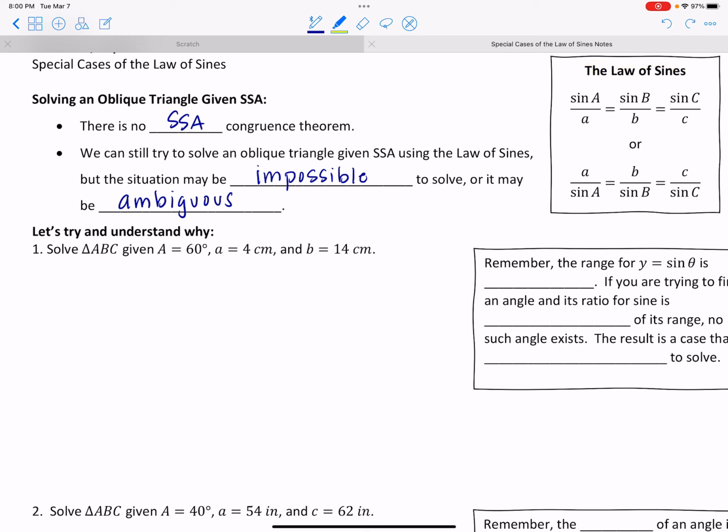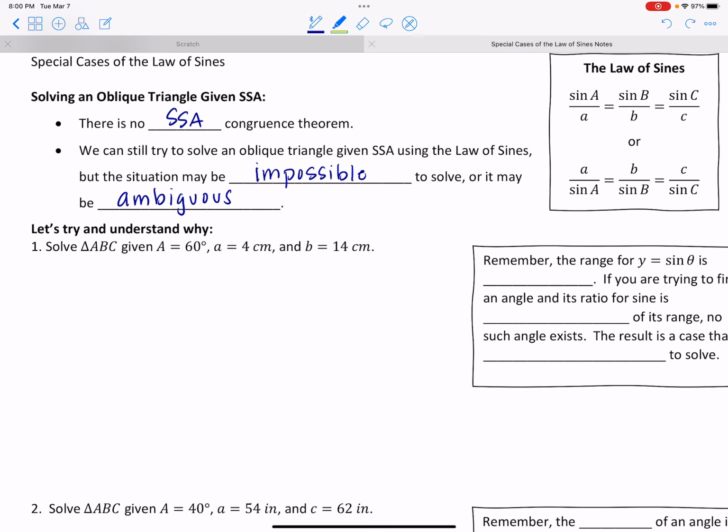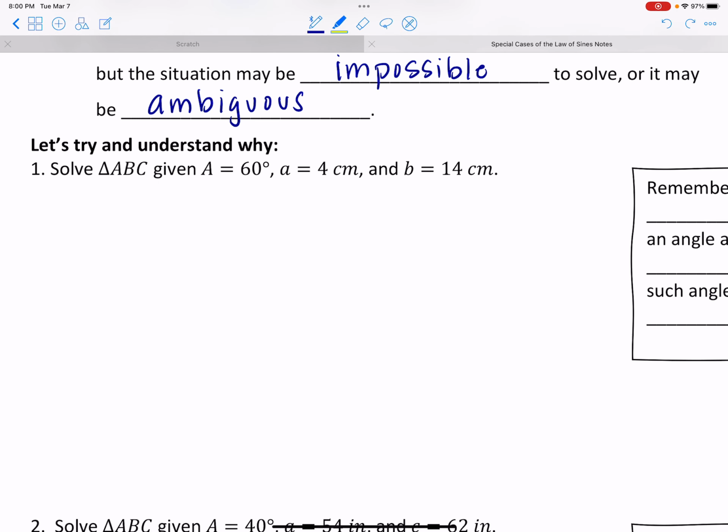Okay, so let's try and see an example of when this is going to be impossible and why that happens, and then we'll look at the ambiguous case and again why that's going to happen. So let's start with this first problem. Okay, we are asked to solve triangle ABC.